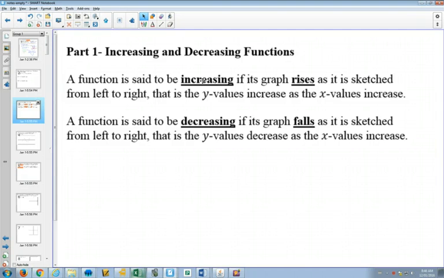So this is the first idea: if we can figure out where the derivatives are positive and negative, we can figure out where a function is increasing and where a function is decreasing. We call it increasing if it's going up from left to right, and we call it decreasing if it is going down from left to right.